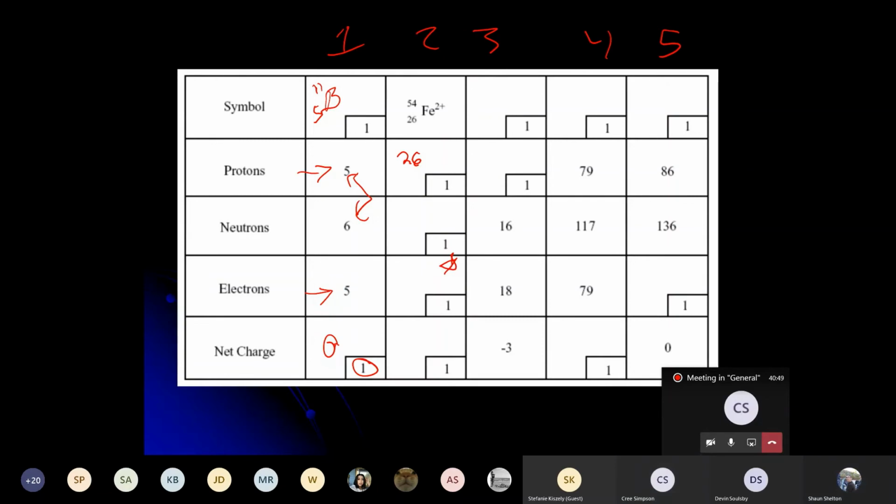No, it won't be 28. It's plus 2. Wait. It's opposite from what you typically think. Oh. So we need to subtract 2. Yeah, so this will be 24. Exactly. Yeah. Now, how do we figure out the neutrons? You take the mass and subtract by the atomic number. So how many neutrons are we going to have here?